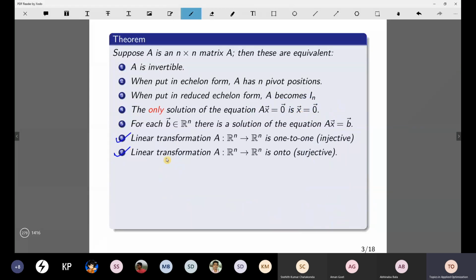Another way, in terms of linear transformation, is the linear transformation T or A, it doesn't matter now, because any linear transform is like A times x. So you can also say the function A is one-to-one, or it is onto. Either way, A being invertible would force this, or if this is the case, then it will force A to be invertible. You can try to prove this.